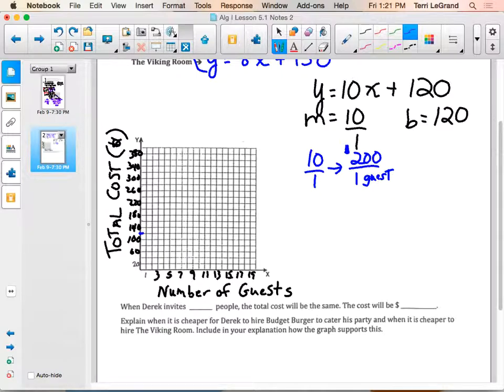If we wanna go up $200, that's kind of a lot. How about we go up $20 at a time, or $40 at a time, or where do you wanna go? 20? Oh. So 10 over 1 needs to get multiplied, both the upstairs and the downstairs, by 2, so that we can go up $20, which would be how many grid lines? 1 grid line, and over 2 guests, which would be 2 grid lines.